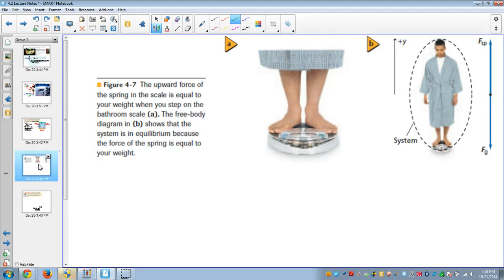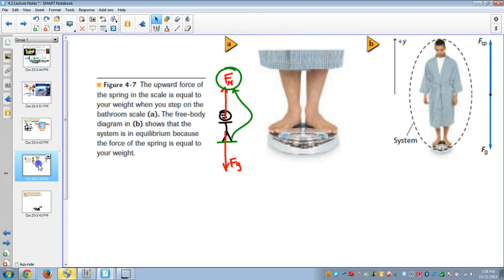Mass and weight. Here I've got a person standing on a scale, and it says the upward force of the spring in the scale is equal to your weight when you step on it. So here's a person, and they're standing on a scale. This person weighs a certain amount, and there's an upward force provided by, I'm sorry, the Earth pushing up. That's called the normal force. Now, the scale is going to read whatever the normal force is.